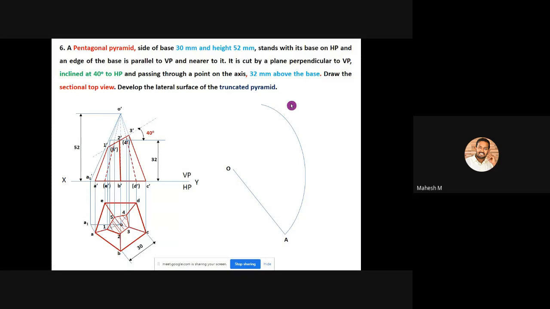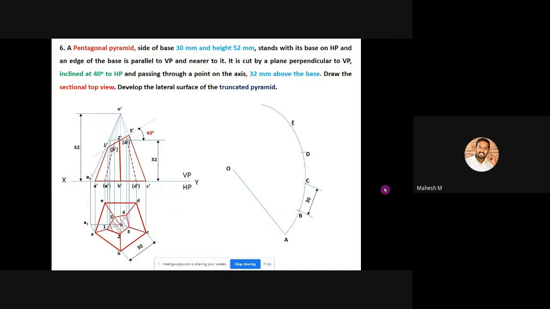Then what is the procedure? You have to look at the dimension of your base edge. The dimension of your base edge is 30. How many sides? For a pentagon, you will be having 5 sides. That means you have to create 5 arcs from A. Place your compass at this place, then create an arc with a dimension of 30 mm. Again, you create an arc again and again, normally 5 arcs with a dimension of 30 mm like this.